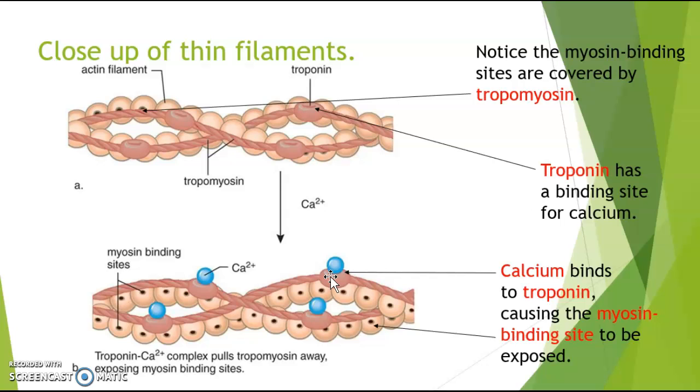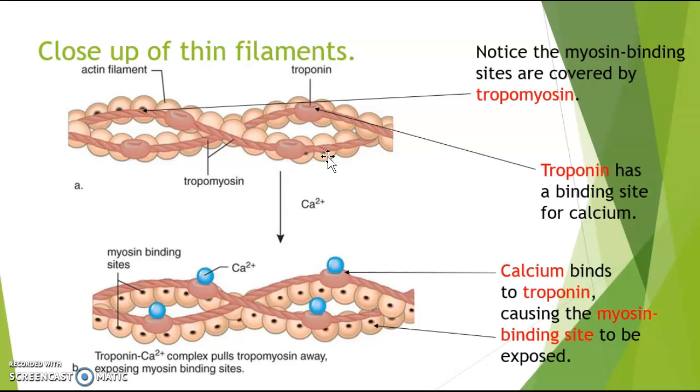So let's talk about how this occurs. When there is no calcium in a sarcomere, this is what actin looks like. The binding sites are closed. That means that myosin cannot grab onto actin. A muscle in this state would be relaxed because the fingers of myosin have nothing to grab onto.